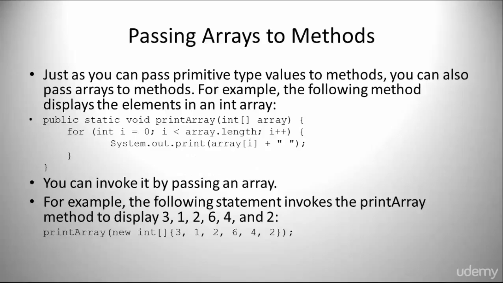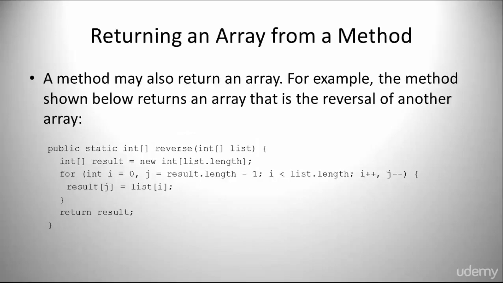Just as you can pass an array to a method, you can also return an array from a method. A method may also return an array through an example such as this. The method shown below returns an array that is the reversal of another array. Also feel free to try out this code as well.